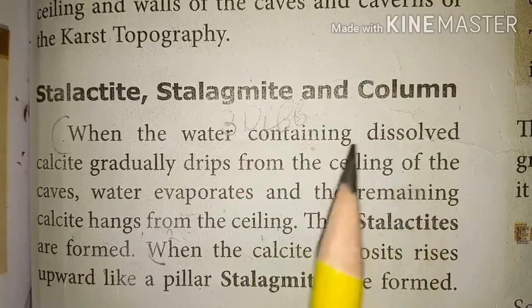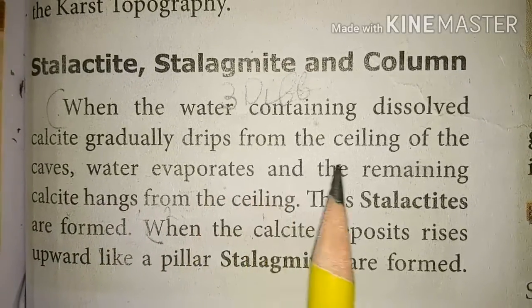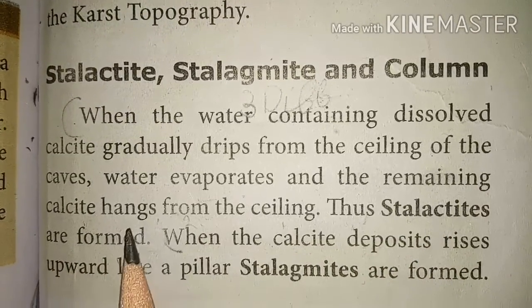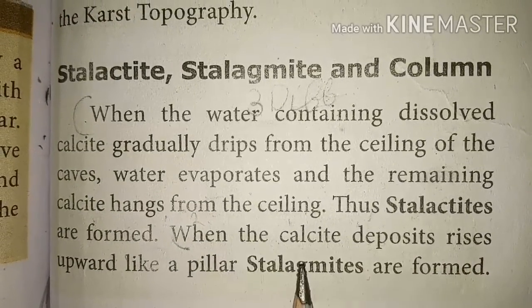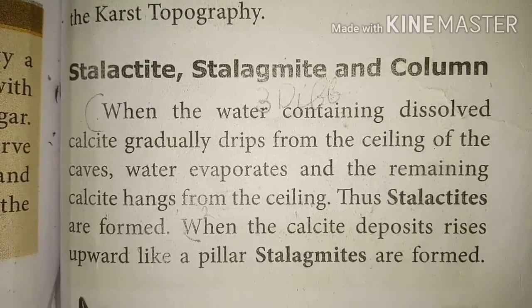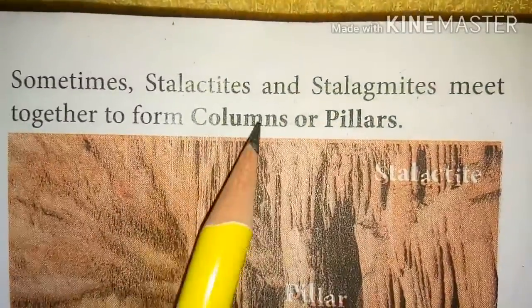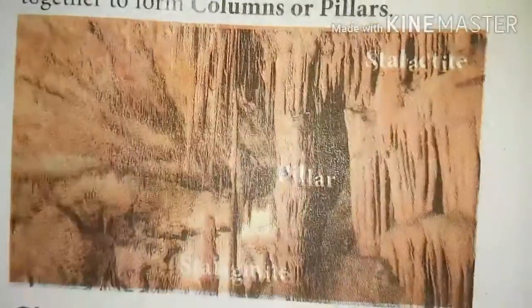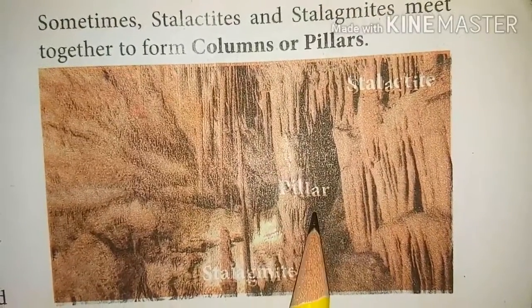Stalactite, stalagmite and column. When the water containing dissolved calcite gradually drips from the ceiling of the caves, the water evaporates and the remaining calcite hangs from the ceiling. Thus, stalactites are formed. When the calcite deposits rise upward like a pillar, stalagmites are formed. Sometimes stalactites and stalagmites meet together to form columns or pillars. Look at the picture. Stalagmite, stalactite and pillar.